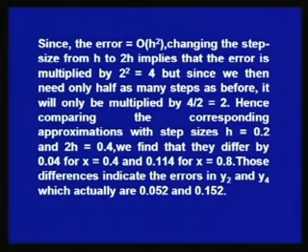Now, since the error is of order O(h square) in this method, changing the step size from h to 2h implies that the error is multiplied by 2 square, that is 4. See, here we have taken first h equal to 0.2 and then we have taken h equal to 0.4. So, we have changed the step size from h to 2h.